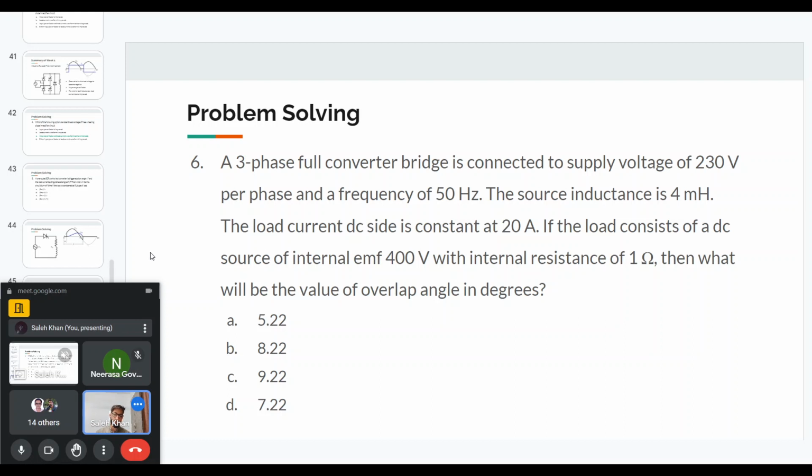So this is a question with the source inductance as well. So we will have an overlap angle where the source current rises or falls. The load side current, DC current, is constant at 20 amperes. If the load consists of a DC source of internal EMF 400 volts with internal resistance of 1 ohm, then what will be the value of overlap angle in degrees?